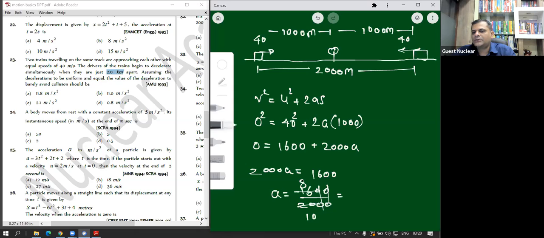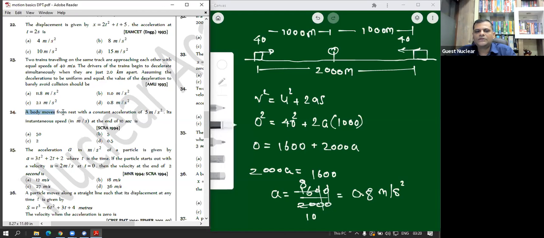And what is 8 upon 10? 8 upon 10 मतलब 0.8, okay, meter per second square. So 0.8 meter per second square should be the acceleration of both of these trains, so that they can be barely avoided from the collision.